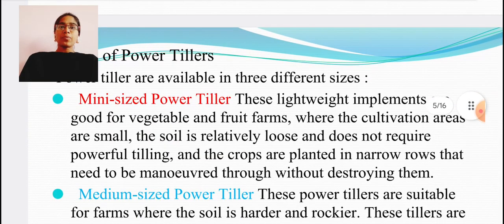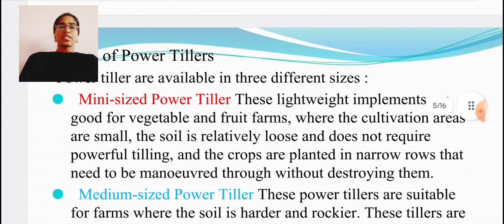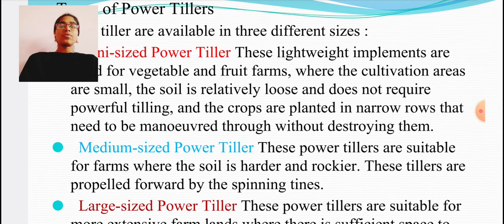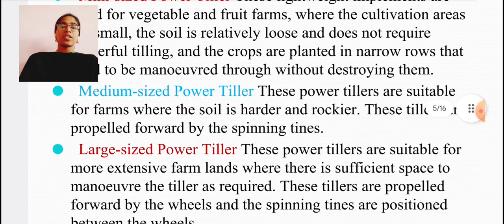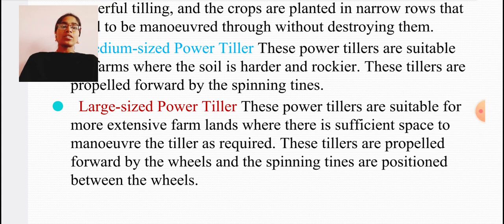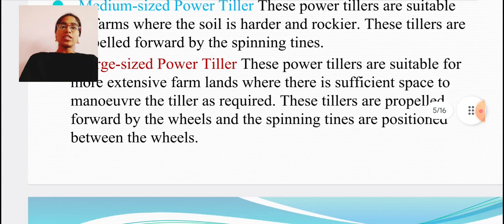So coming to the types of power tillers, there are three different sizes available: mini sized power tiller, medium sized power tiller and large sized power tiller. Mini sized power tillers are used for vegetable and fruit farms, and medium sized power tillers are useful where the soil is very thick. Large sized power tillers are used for farmlands where there is sufficient space to maneuver the tiller. These tillers are propelled forward by the wheels, and the spinning tines are positioned between the wheels.